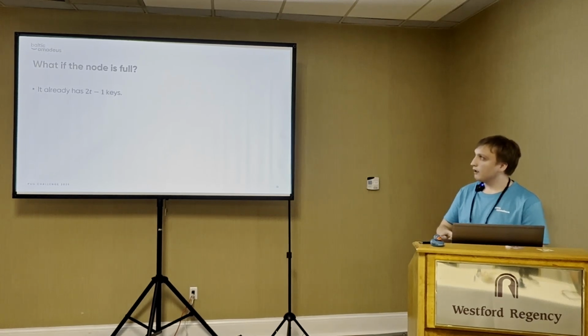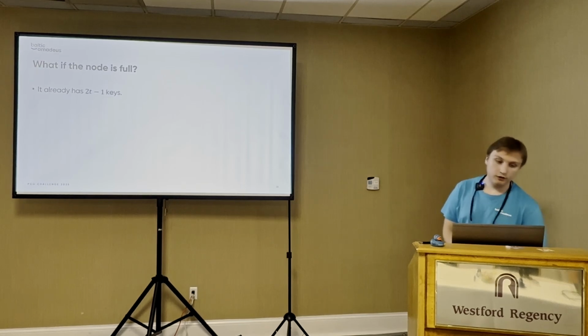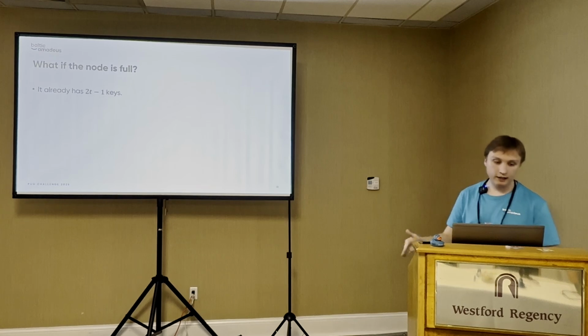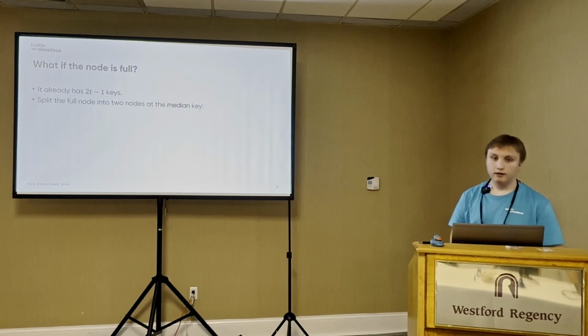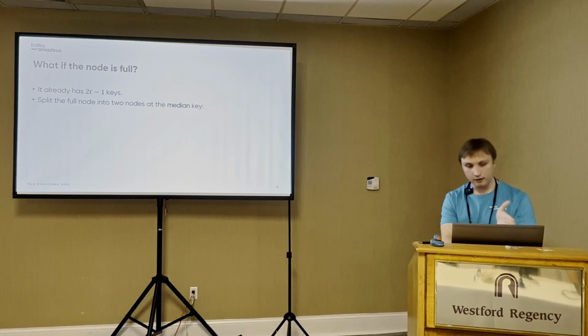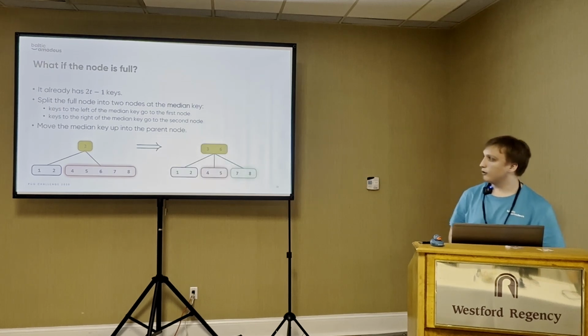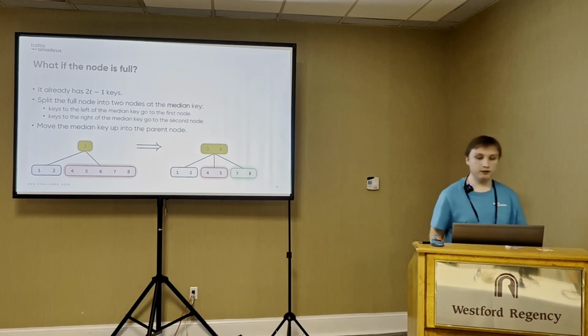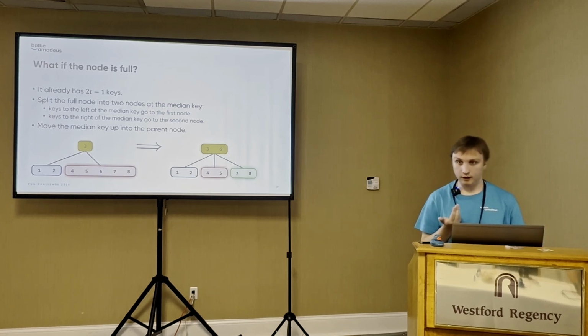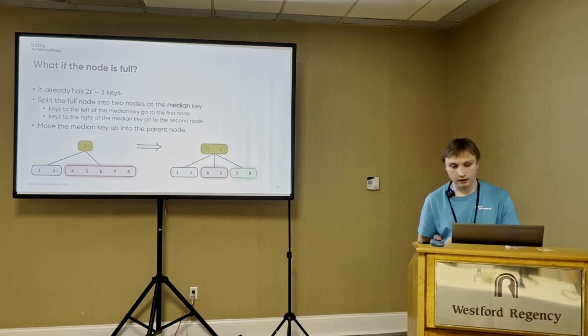So formally, a node is considered full if it has 2t minus 1 keys. In the previous case, we had t equal to 2, so if it had 3 keys, it was full. Thus, the idea is that we split it at the median. The median is just basically the middle. And we split it into 2 specific nodes, like that. As you may observe, the median is 6. And we put 6 up at the top, so up into the parent, and then we split it into 2 different nodes. That way we have 2 nodes that are not full.